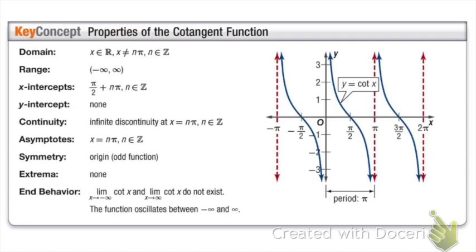We are reflected across the origin. There are no extrema because it goes negative infinity to infinity. And we oscillate between negative infinity and infinity, so there is no end behavior. This is what a cotangent function looks like.